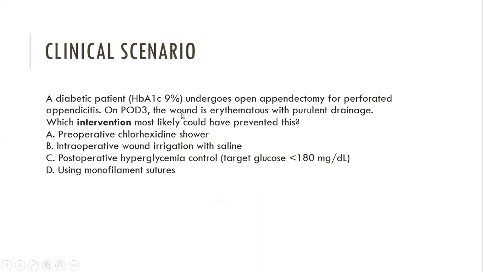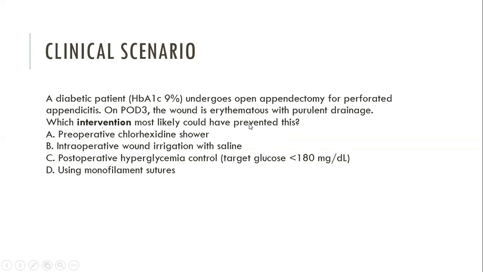In the second clinical scenario, a diabetic patient, HbA1c is 9, undergoes open appendectomy for perforated appendicitis. On post-operative day 3, the wound is erythematous with purulent drainage. Which intervention most likely could have prevented this?